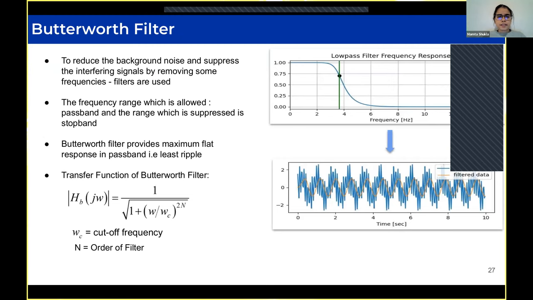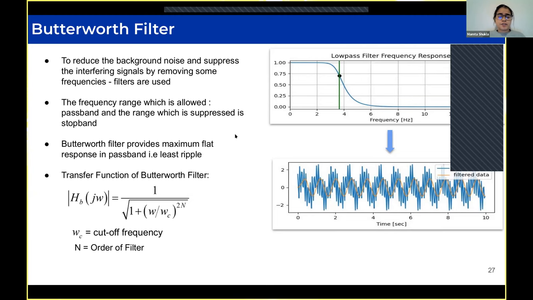So in signal processing, to suppress some part of the signal up to a certain frequency, we use filters. And the range which is allowed is called the passband, and which is suppressed is called the stopband. So the Butterworth filter is an IIR filter, and it provides the maximally flat response. So here you can see the range which is allowed for this low pass filter has no ripples, and that's why it is more preferred.